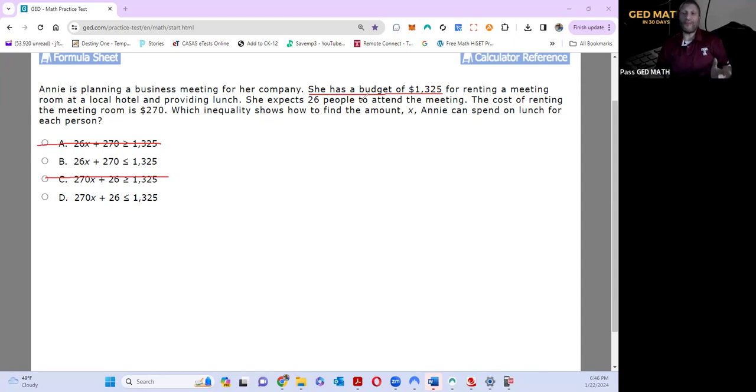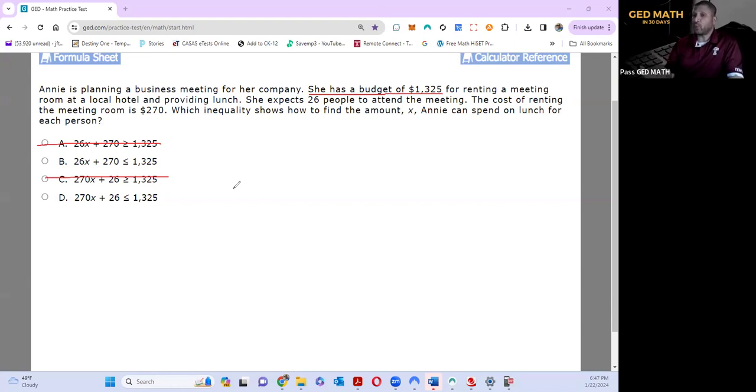If I have a budget of 13.25, can I spend 13.26? No. So your answer cannot be greater than 13.25. It must be less than 13.25, because A and C are greater than 13.25. We can get rid of them. Sharon, you were right, because it's greater than 13.25. So we know we can't spend more than 13.25. So A and C are eliminated.